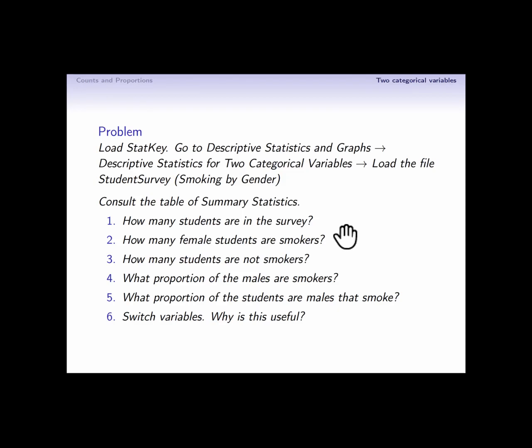Oh, before we do that, though, let's take a look at the kind of questions that we want to pull out of this data set. How many students are in the survey? How many female students are smokers? How many students are not smokers? What proportion of the males are smokers? What proportion of the students are males that smoke? And then we're going to switch variables. You'll see there's a little button that we can hit to switch the variables, and we're going to ask ourselves, what is it doing? Why might that be a useful thing to do?